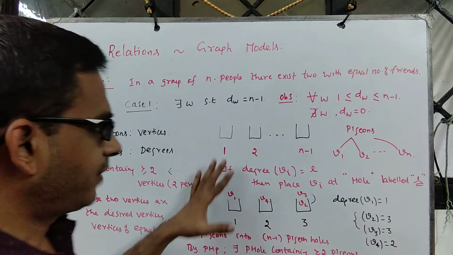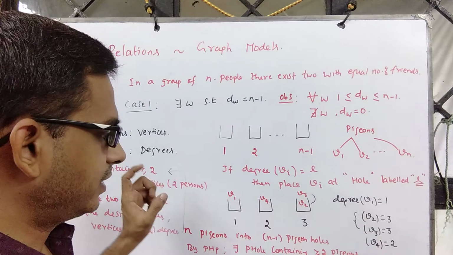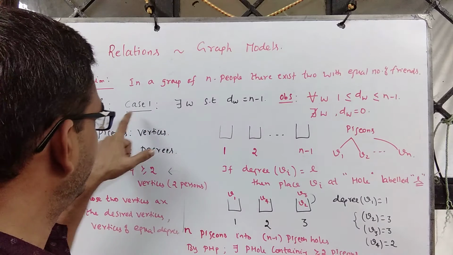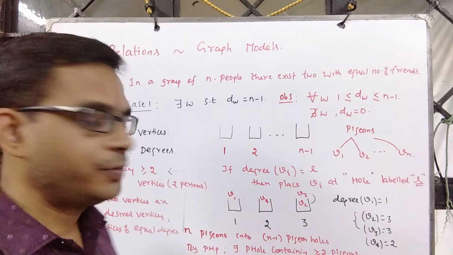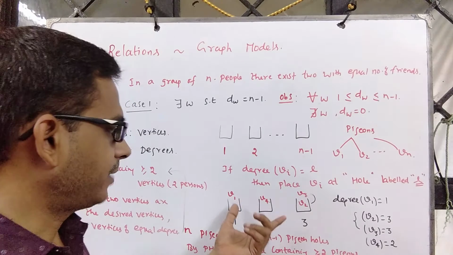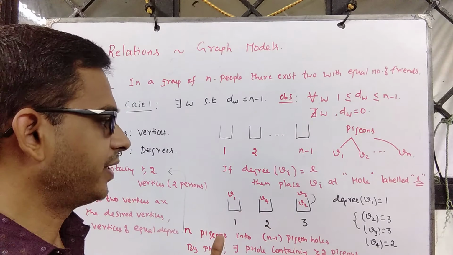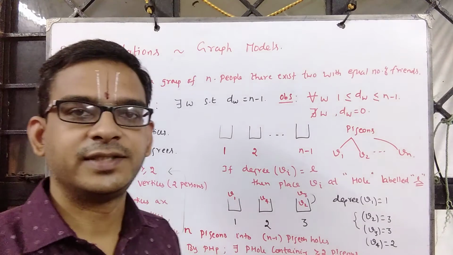So we have completed our analysis or the proof for this case. For the other 2 cases, we establish a similar PHP argument, which we shall see next.